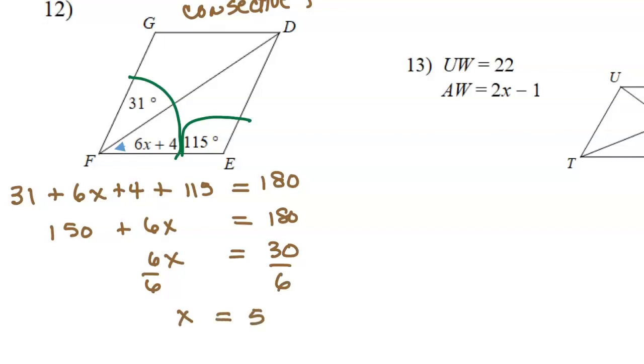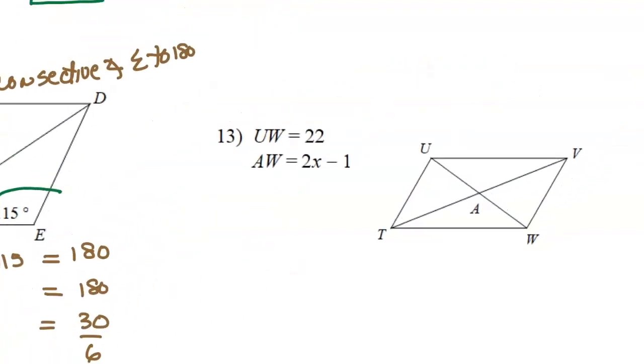So we can do our check. 31 plus 6 times 5. I'm going to replace that x. 6 times 5 is 30, so I'm adding 30, plus 4, plus 115. Add these up. So that's 61, 65, plus 115 is indeed 180. So I know that my x value of 5 is good. Okay.